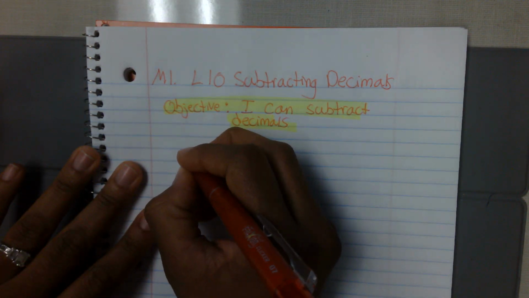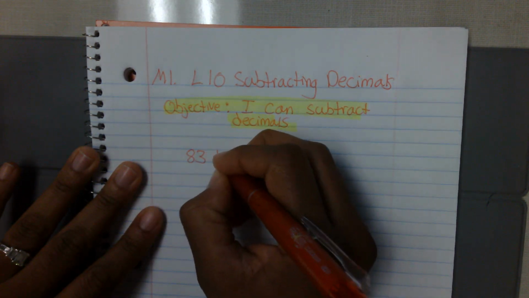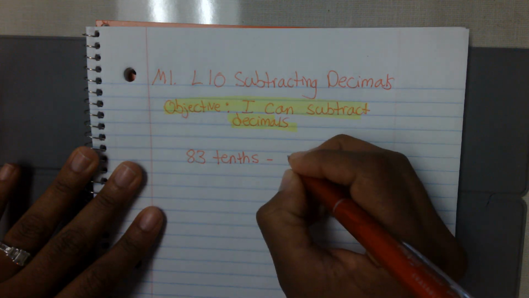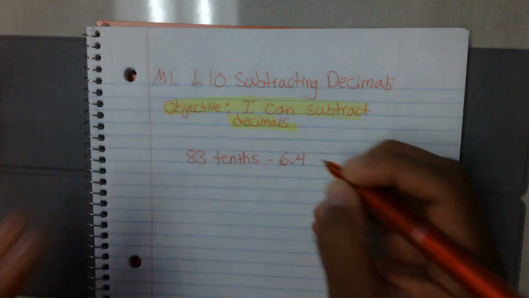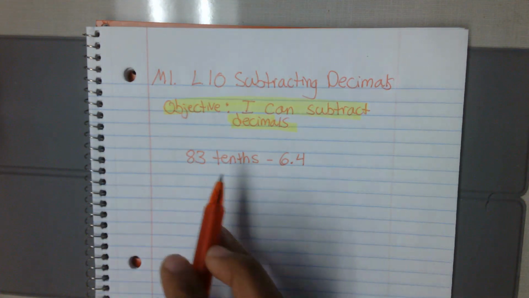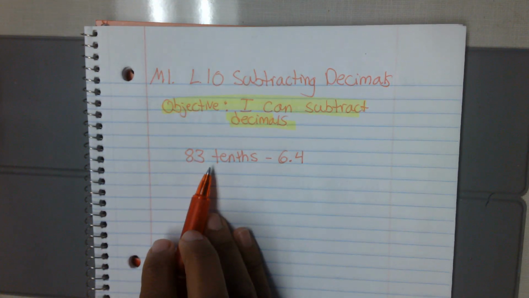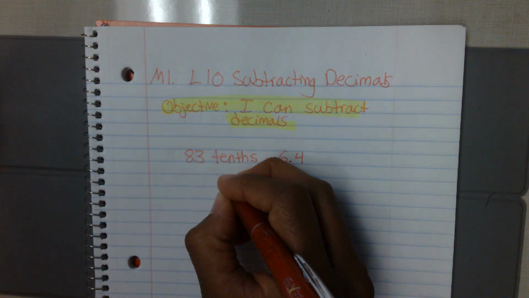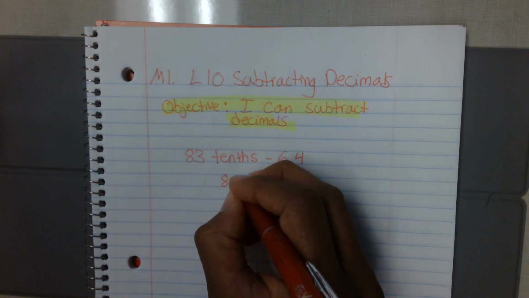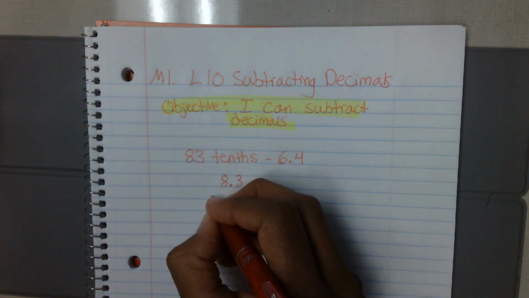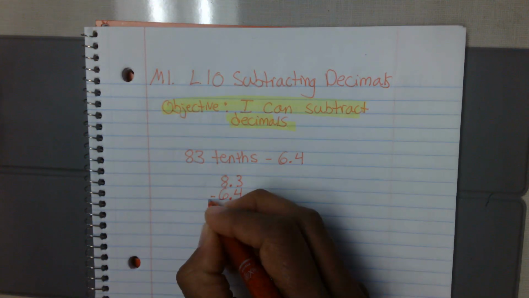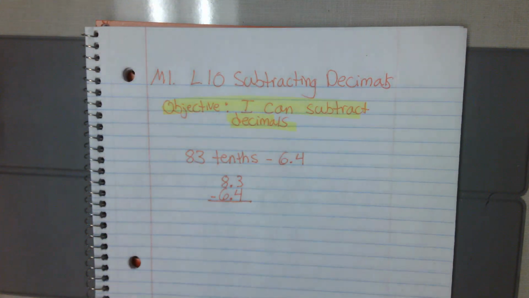So if I had 83 tenths, and sometimes you might have it in unit form, minus 6 and 4 tenths. So remember, the first thing also is you always put the first number on top. That's one rule with subtraction: we can't switch them around. So I need to write this in standard form, 83 tenths or 8 and 3 tenths. Put my minus sign, line my decimal points up, and then I'm going to subtract. And then we subtract regular.